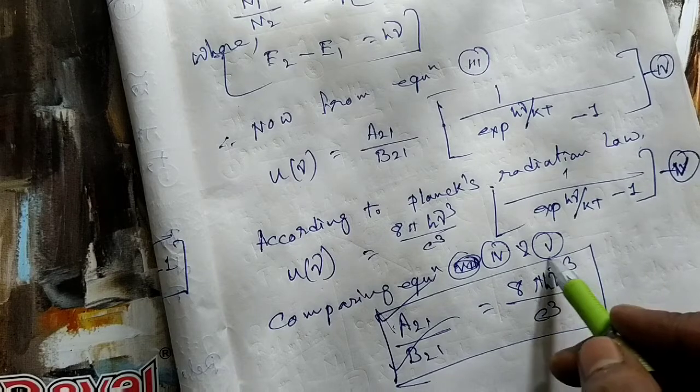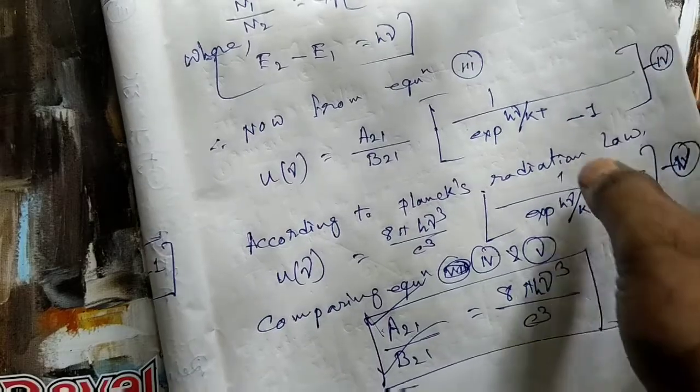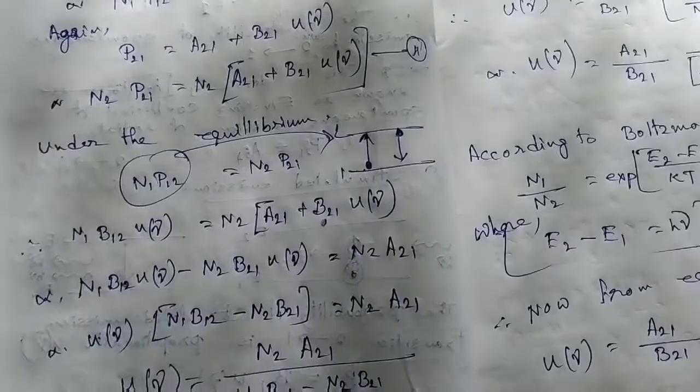The ratio is defined as 8 pi h nu cubed by c cubed, where c is the speed of light in a vacuum. So this is the relation between the Einstein coefficients. Is it clear for everyone?